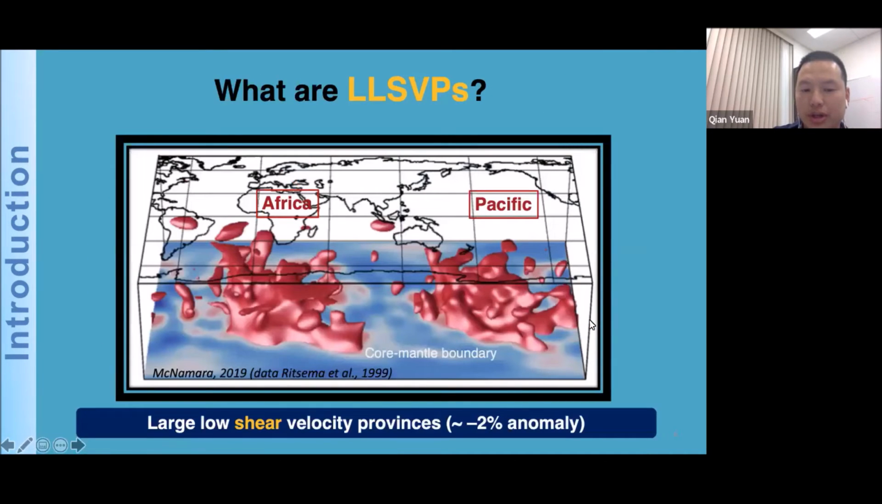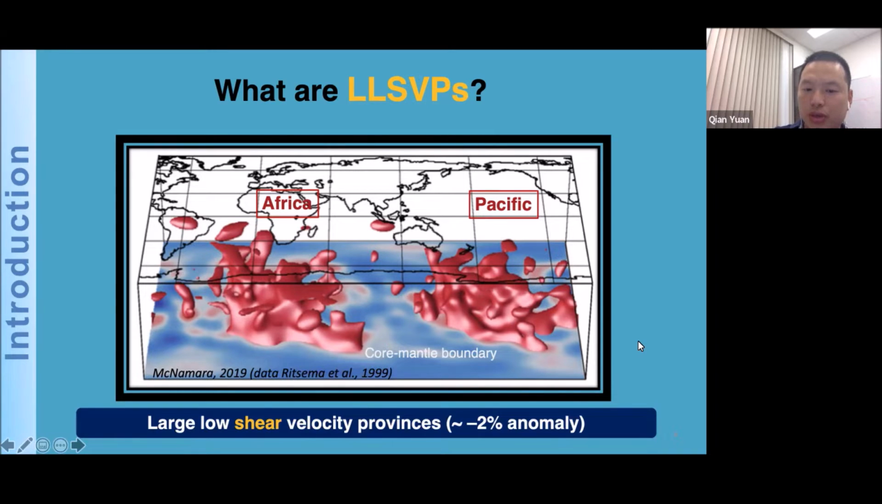So actually, they have been known in geophysics and seismology for more than 20 years, I think. They are more officially called large low shear velocity provinces. One is beneath the Pacific Ocean, and another is beneath the African continent. They are all above the core-mantle boundary. The shear wave anomalies within them are usually within 2% slower than the background mantle.